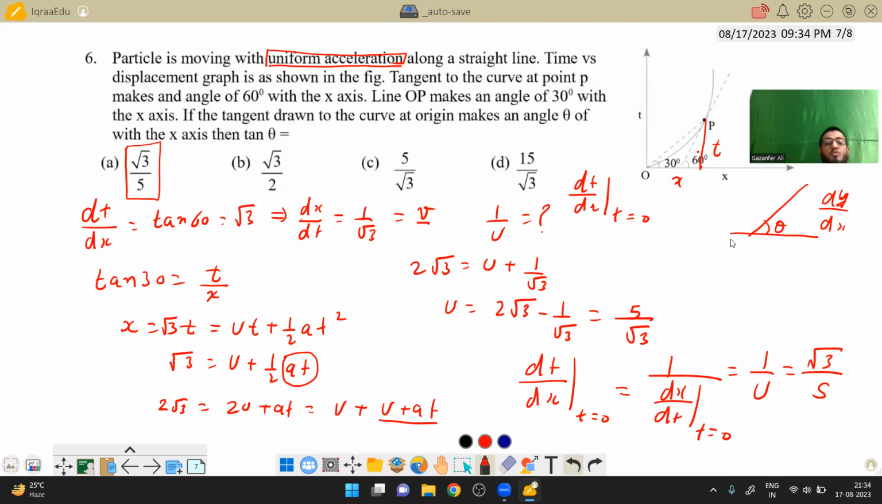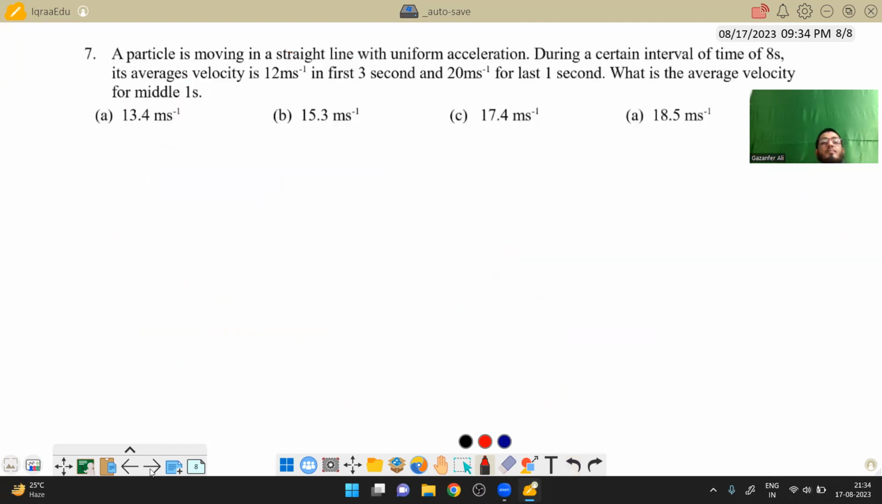So next, move to the next question. A particle is moving in a straight line with uniform acceleration. During a certain interval of time of 8 seconds, its average velocity is 12 meters per second in first 3 seconds and 20 meters per second for last 1 second. What is the average velocity for middle 1 second?